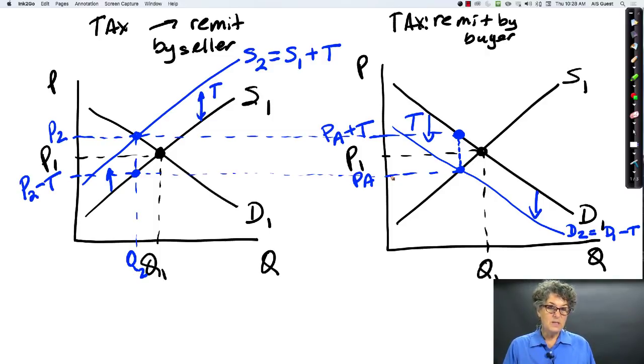The amount that is retained by the seller is the same. P2 minus T is equal to PA. It doesn't matter who's remitting the tax. So that's generally how we show the effect of a tax.